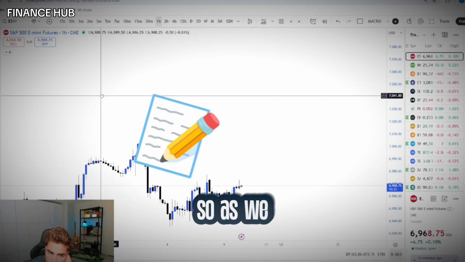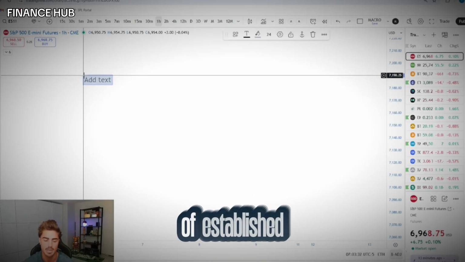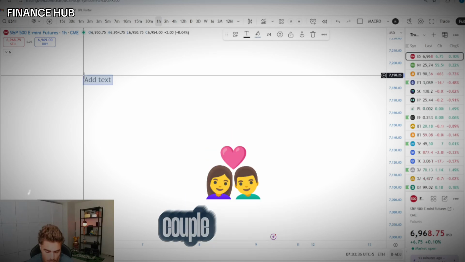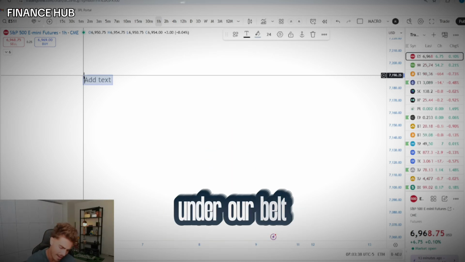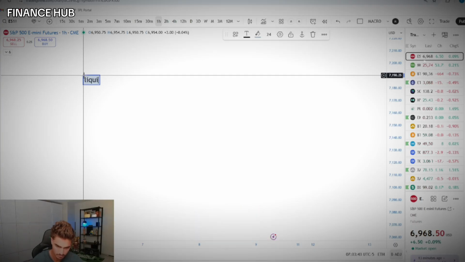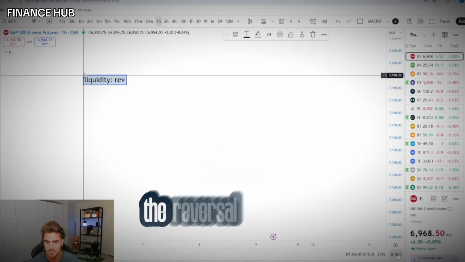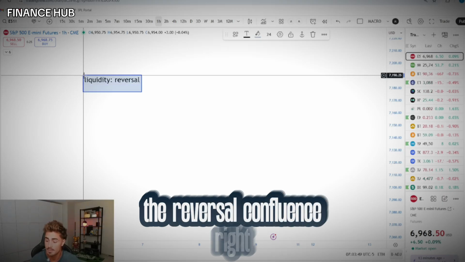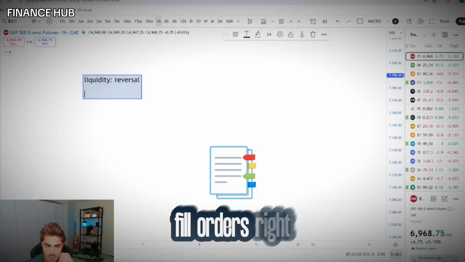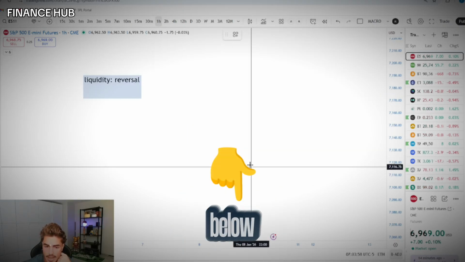So as we remember, fair value gaps, what do they do? We've kind of established, hopefully, and now that we have a couple confluences under our belt, I would like to start classifying each one of these confluences. So first, liquidity. For me, this is just the reversal confluence, right? Because price has the opportunity to fill orders to be able to start a reversal when we push above or below a draw on liquidity.